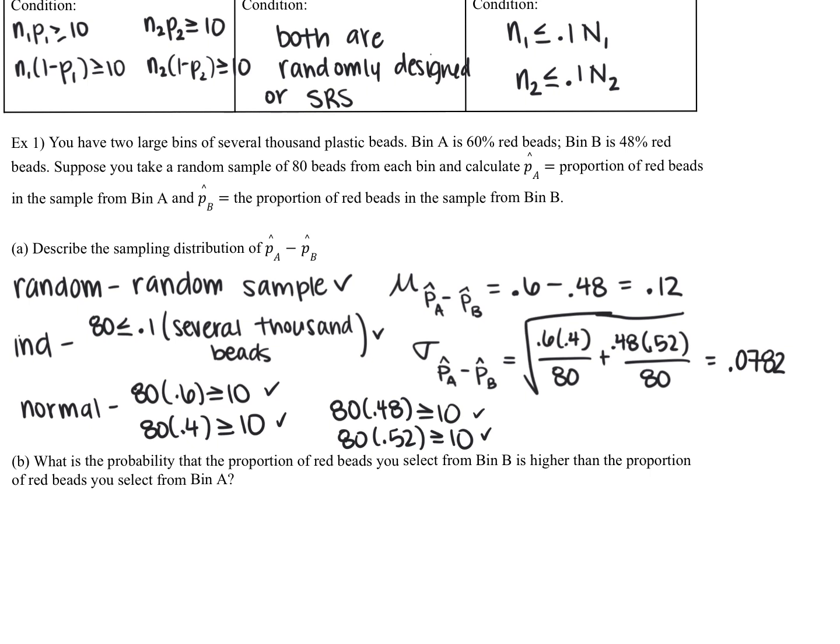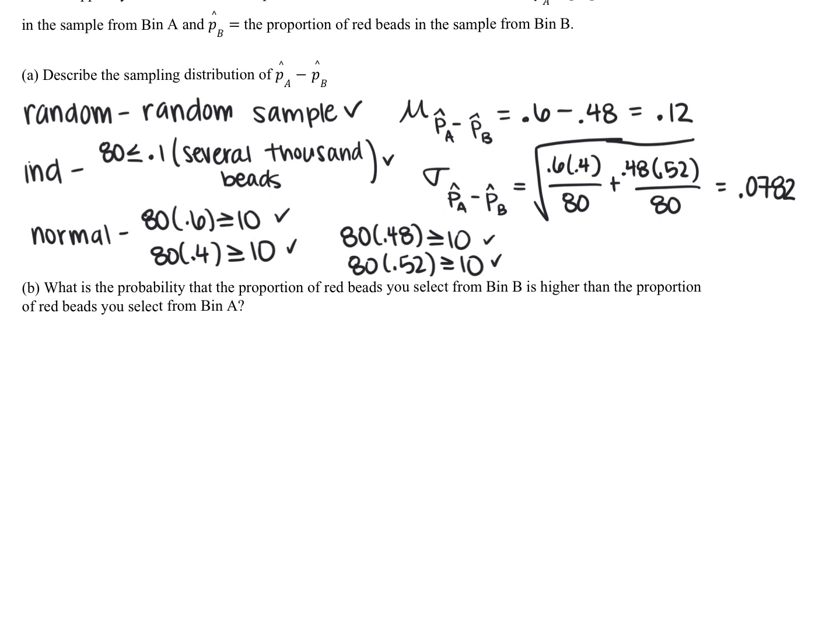So we want to find the probability that the proportion of red beads you select from bin B is higher than the proportion of red beads you select from bin A. So now we're going to write our probability statement. Because our distribution is defined as p hat A minus p hat B, that's how I have to write it in my parentheses. So if we want bin B's proportion to be higher than bin A's, their difference is going to be negative.